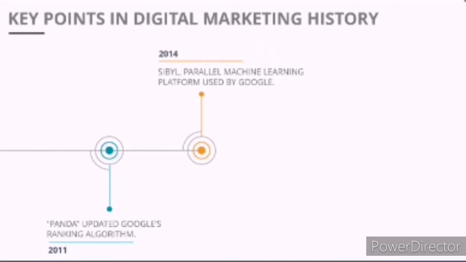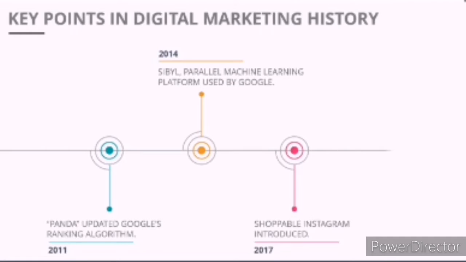Then in 2014, Sybil, a parallel machine learning platform, was launched and used by Google. And why it was so amazing is because it is parallel machine learning, meaning that instead of sequential machine learning, which is taking one job and completing it, then moving to the next one, with parallel, it takes one job and breaks it up into multiple parts and then does those different parts simultaneously, so at the same time. So it enables things to be done much quicker. So if you think about data, and all the different data that Google is receiving and feeding to these machine learning tools. And then we close off still a few years ago, but 2017, shoppable Instagram was introduced.